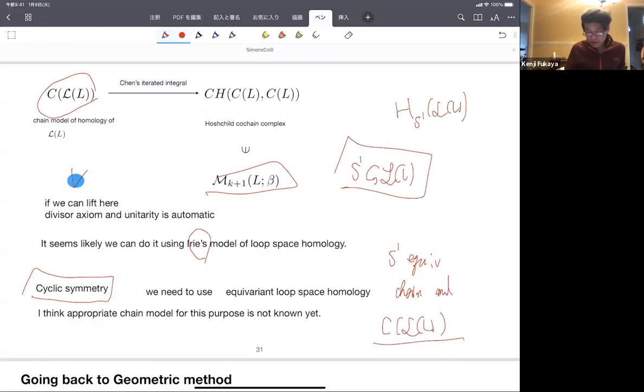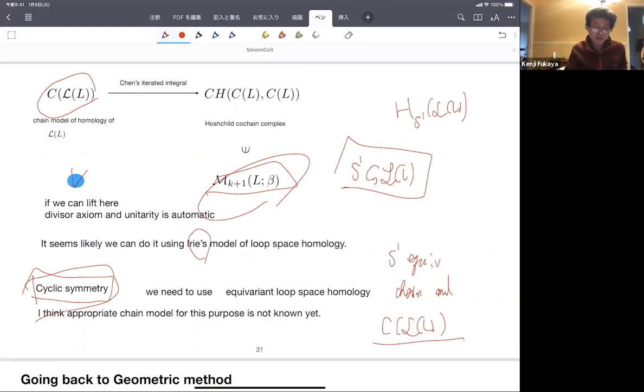And I think the necessary chain model for this S1 equivariant version is not yet known. So yeah, actually, I asked Irie several years ago when he did this work whether he can do it in an S1 equivariant way. He said that it's not so immediate. I don't know if he's interested in it, but I think this is interesting. So if you can work out this S1 equivariant version of this nice chain model of free loop space, and if you lift this moduli chain to this S1 equivariant thing, this cyclic symmetry is okay.